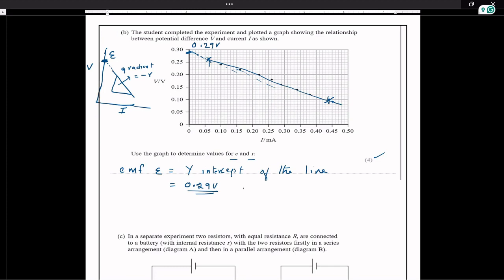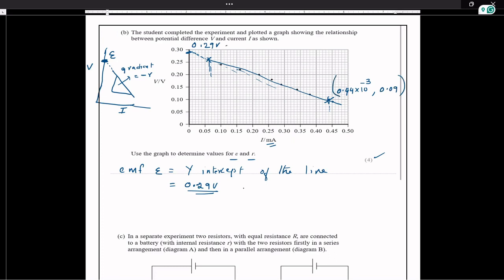From here I'm drawing the triangle. Let me write the x and y coordinates. For this one, 0.44. Please don't forget to take this milliamps, so it is 10 to the power of negative 3. This is the x coordinate. And the y coordinate is 0.09. So this is the x and y coordinates.